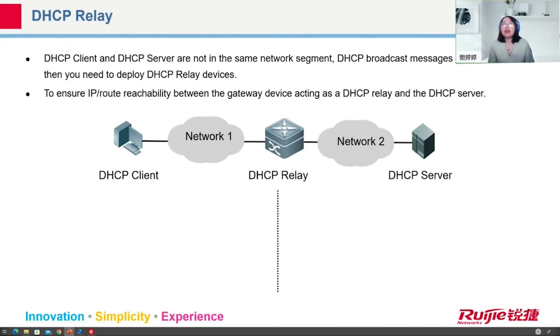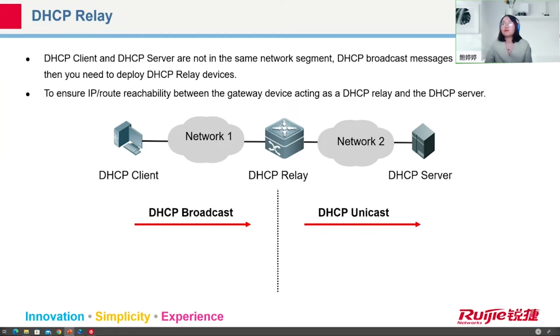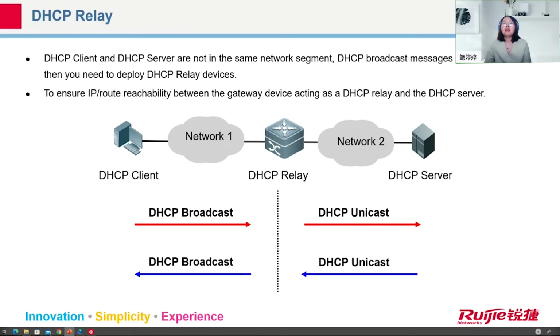And the DHCP relay means the client and the server are located in different networks. So we need a relay device to receive the broadcast message from the client and convert the broadcast message to unicast and send it to the server. And then the server will give a reply. The relay has to make the unicast message become broadcast again.